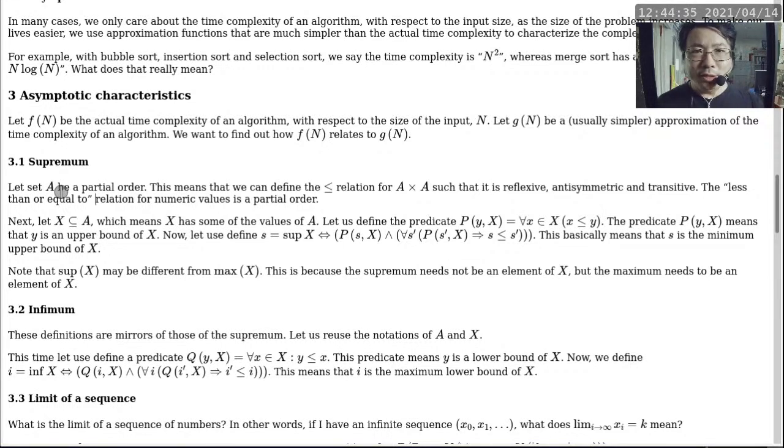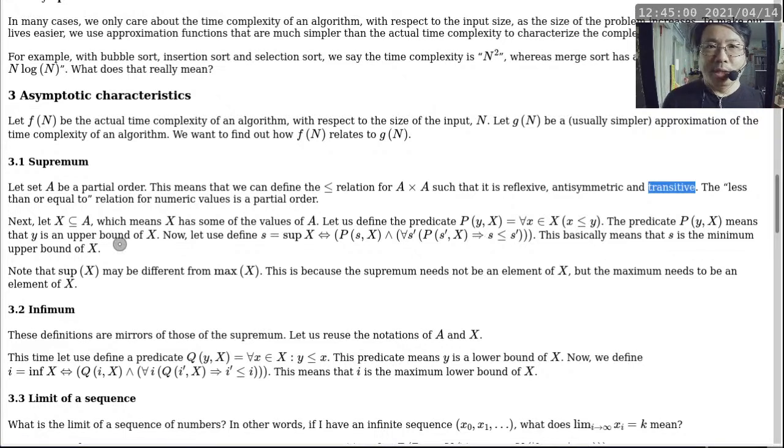So that's all we need to know. That means, in case you don't remember what partially ordered means as a relation, the less than or equal to relation has to be reflexive, it has to be antisymmetric, and it has to be transitive. And that's it. This is all that we need to assume about the set A.